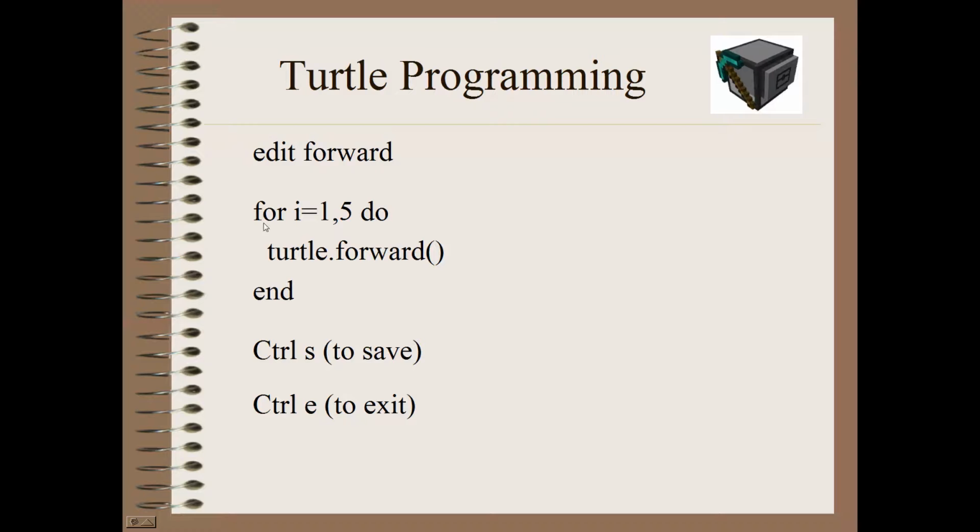And this is a loop. It's a for statement, but it creates a loop, and it goes from 1 to 5 using this i equals 1 to 5, and it'll actually count through from 1 to 5 as it runs turtle.forward. So the turtle.forward statement here would run 5 times and then end.